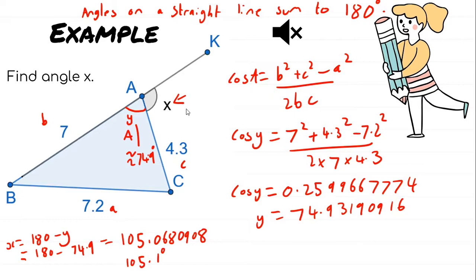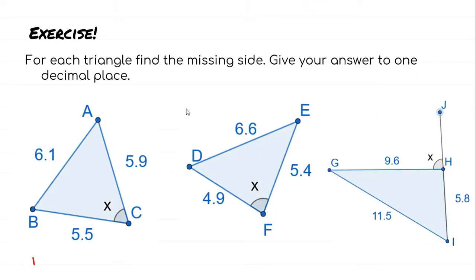Okay, so those are 3 examples. I want you to have a go at the 3 questions on the board now. Again, pause this video and actually stop and have a go at those questions.